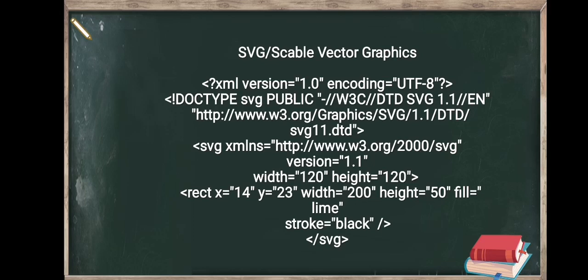Scalable vector graphics is an extensible markup language-based vector image format for two-dimensional graphics with support for interactivity and animation. The SVG specification is an open standard developed by the World Wide Web Consortium since 1999. SVG images and their behaviors are defined in an XML text file.